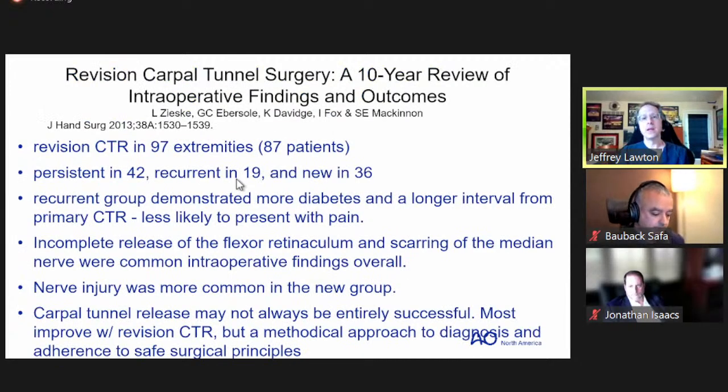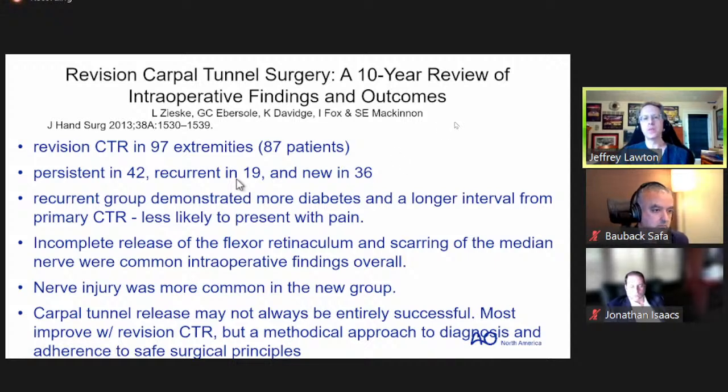Well, a series by Susan McKinnon and her group looked at their experience with revision carpal tunnel in 97 extremities and 87 patients. And they broke this down, as is commonly done, into persistent carpal tunnel, recurrent carpal tunnel, and new carpal tunnel symptoms. And you see the numbers there.